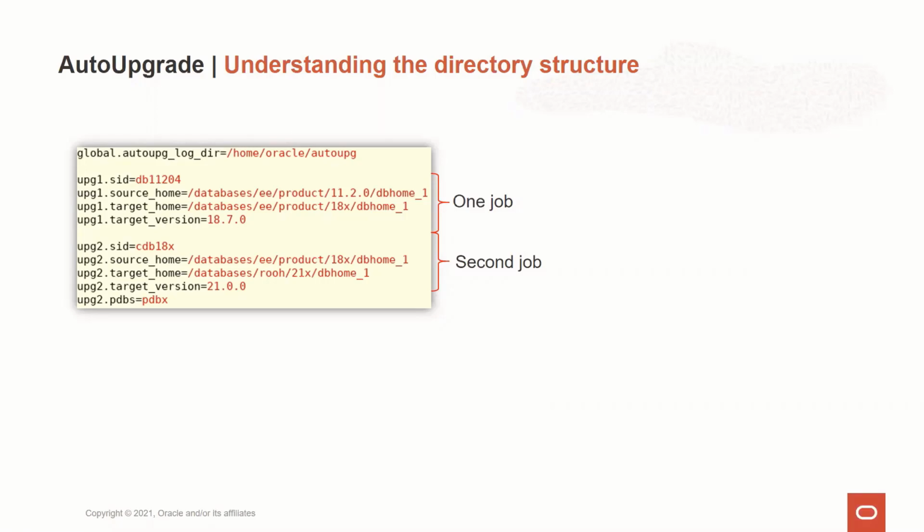For the following examples, we will consider that we are using this configuration file, which will be operating two databases, an 11204 database called DB11204 and an 18 version database called CDB18X. This configuration file will produce two jobs, one for the 11204 and one for the 18. Notice that we have not specified the log directories for either of the databases. This means that all the log files created will be under the AutoUpgrade log tier.